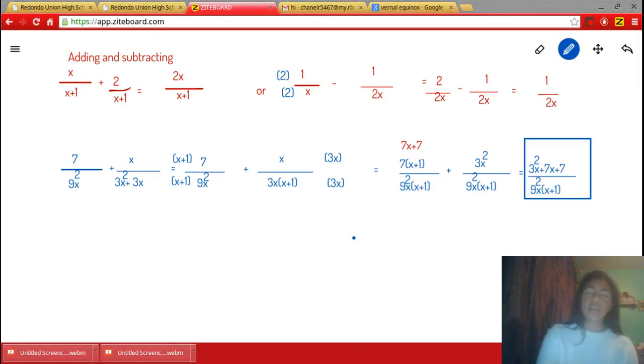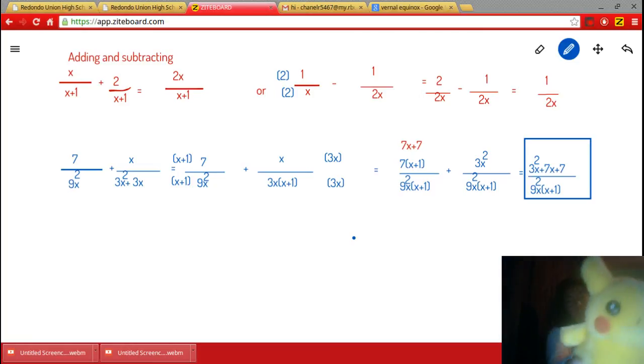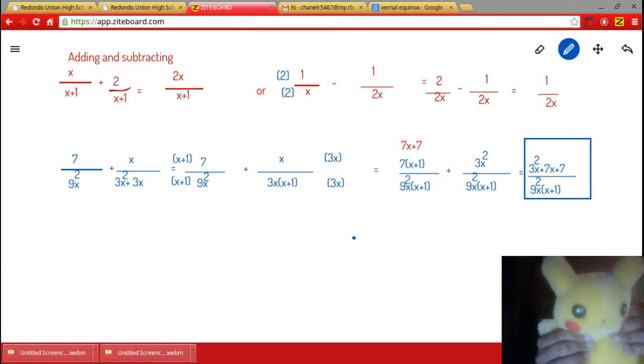I keep forgetting rational expressions. I'm getting used to saying it. I love you, Pikachu. Isn't Pikachu adorable? He's so squishy.